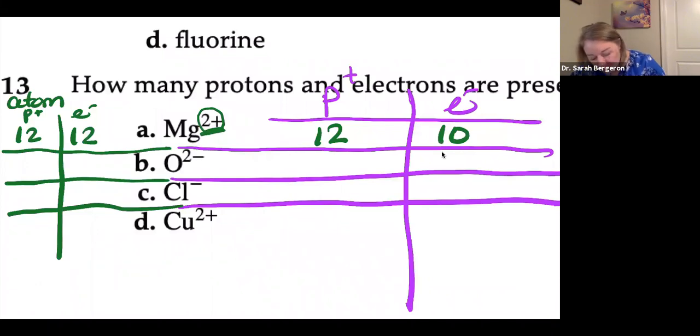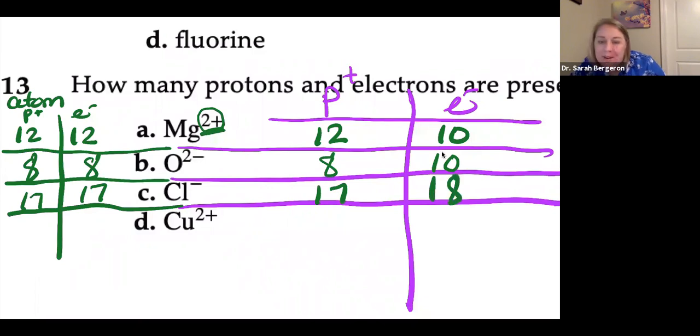O2-, we know that we have 8 protons. If you go look on the periodic table, go practice. And you have 8 electrons. Now it has a charge of -2. That means you have 2 more electrons than protons. Protons don't change, and you're going to get 2 more to get a total of 10. All right, chlorine, 17 protons, 17 electrons. Chlorine's a -1. Your protons aren't going to change, but you're going to gain an electron, so you have 18. That's what the -1 says. You gained an electron.